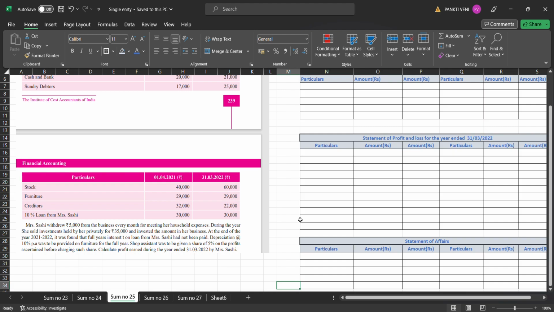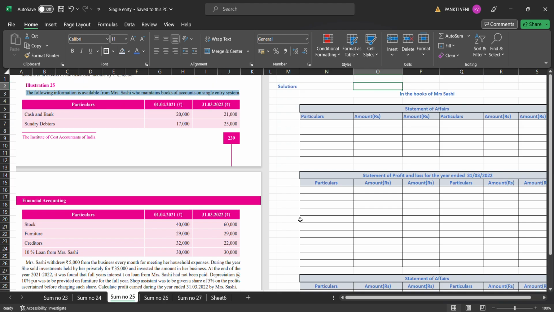During the year, she sold investments held by her privately for rupees 35,000 and invested the same amount. So that's additional capital. At the end of the year 21-22, it was found that full year's interest on loan from Mrs. Sashi had not been paid. Depreciation at the rate of 10% per annum was to be provided on furniture for full year. Shop assistant was to be given a share of 5% on profits ascertained before charging such share. Calculate profit earned during the year.